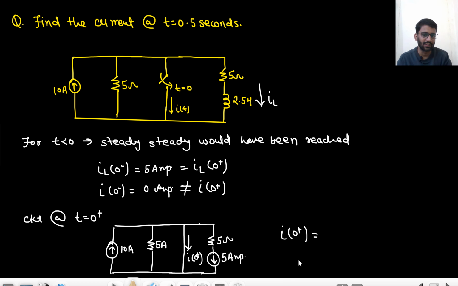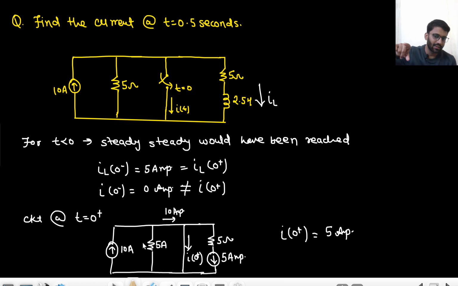Everyone should write down the answer. The answer would be 5 ampere. Why so? Because this 10 ampere current is coming from here. Will it see this resistance? No, it will not see it, because this resistance is shorted. So there will be no current in this resistance. So this 10 ampere is here.